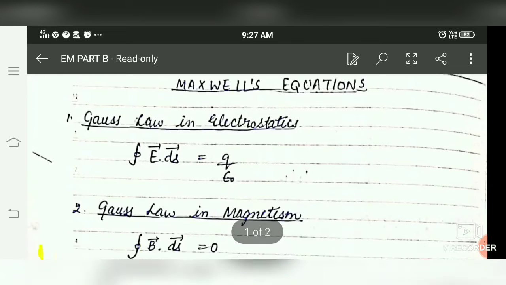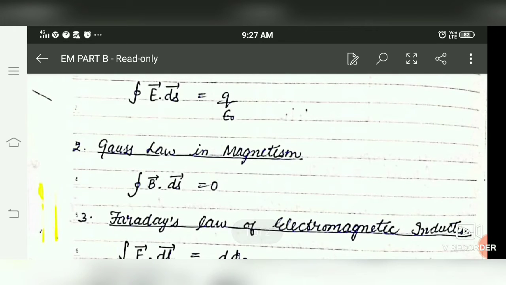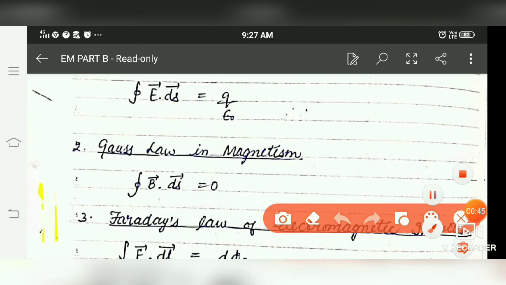The second Maxwell equation is Gauss law of magnetism. Gauss law of magnetism states that the magnetic flux through a closed surface is always zero.